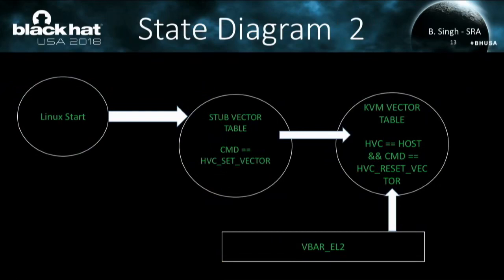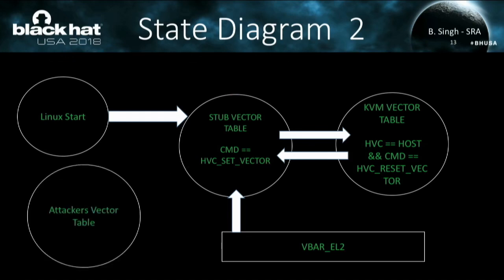So now KVM is running, and the KVM vector table provides an interface called the HVC reset vector interface. If that HVC originated from the host kernel, then VBAR_EL2 will point to the stub vector table, and the stub vector table will be registered as the exception vector table. And this stub vector table, as we already discussed, provides an interface using which another vector table can be registered. So the attacker will register its own exception vector table and get control over EL2.